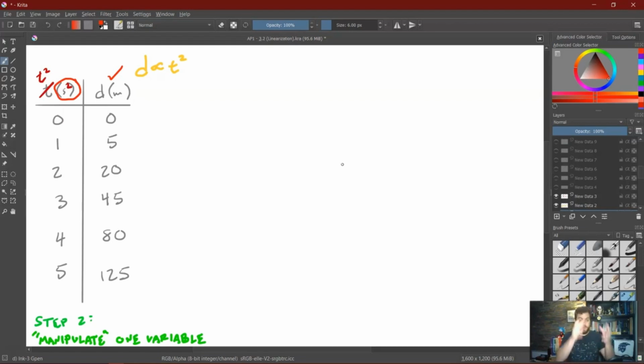So what I'm going to do is just go down the line, and every value for T, I'm instead going to find T squared. So let's go ahead and do that. So I've got 0 squared is 0, 1 squared is 1, those don't change. 2 squared is 4, 3 squared is 9, 4 squared is 16, 5 squared is 25.